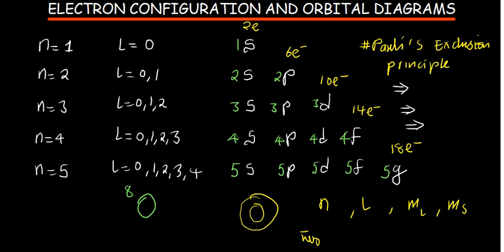So I've talked about three things that Pauli's exclusion principle is telling us. The first thing I've said: no two electrons in the same atom can have the same set of four quantum numbers. The second thing: you cannot have electrons in the same orbital having the same spin. The third thing: you cannot have more than two electrons in the same orbital. Please take note of those three things. That is the Pauli's exclusion principle.